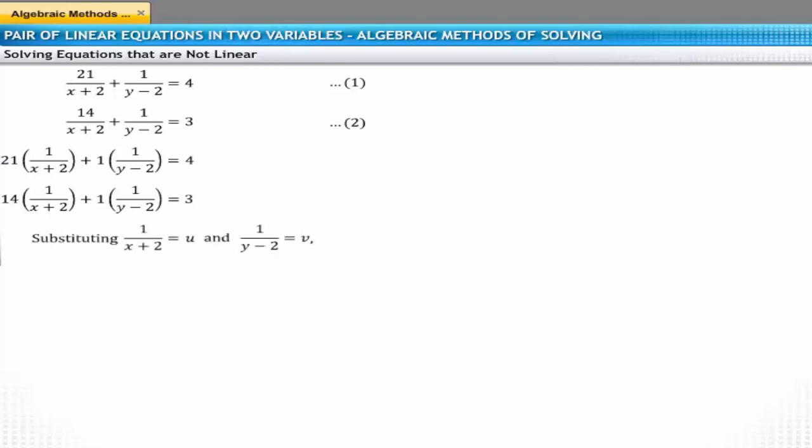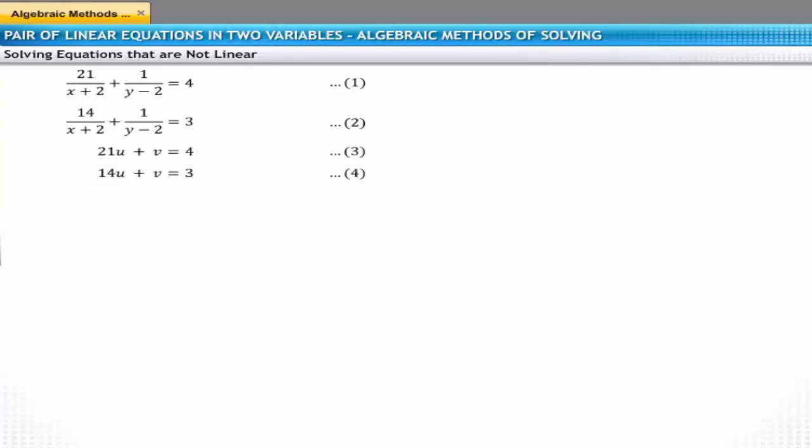Next, we'll substitute the fraction 1 divided by x plus 2 with u and the fraction 1 divided by y minus 2 with v respectively. So the two variables in the pair of linear equations are u and v. Now, using any of the three methods, we can solve for u and v in this pair of linear equations. Let's use the elimination method.